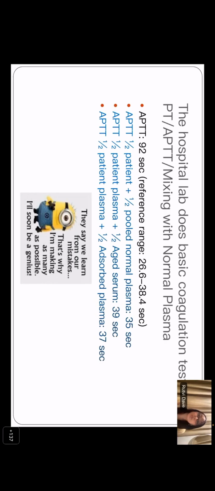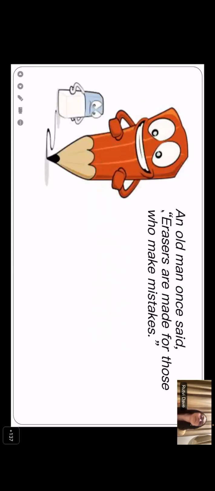Now going back to our 7-year-old patient, the APTT is 92 seconds, giving complete correction with normal plasma, 8 serum as well as adsorbed plasma. So we clearly know that we are making some mistake, either in the quality control.